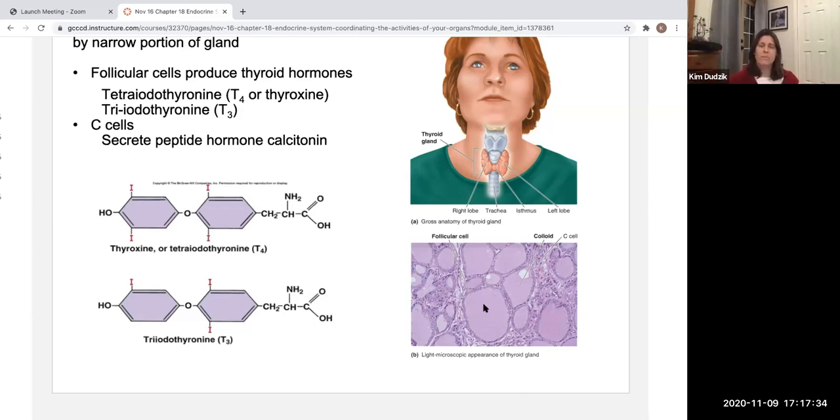And then once it gets its signal from the anterior pituitary, this will be released out of the colloid and go into the bloodstream to travel around the blood to its target cells. Okay. So the two types of hormones that the follicular cells make are T3 and T4. That's the easy way to say it. T4 is sometimes also called thyroxine. You can see the long names for T3, T4. It's okay to just call them T3, T4.